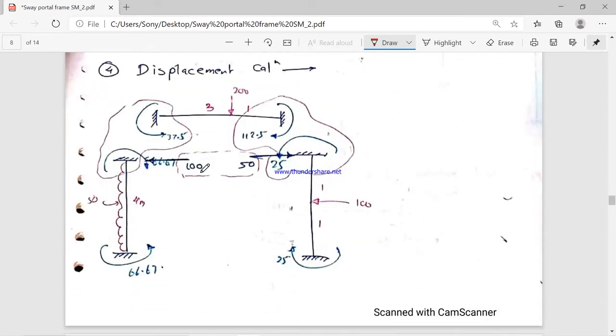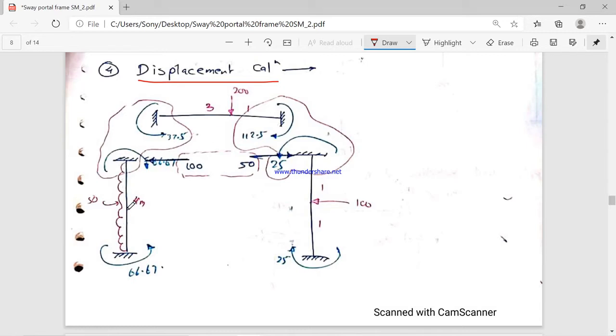Now the displacement calculation. The displacement calculation will be done only after calculating the fixed end moment at the support, at left and right. As this is a 200 kilonewton load acting eccentrically, the fixed end moments will be equal to W a b square by L square, and W a square b by L square.